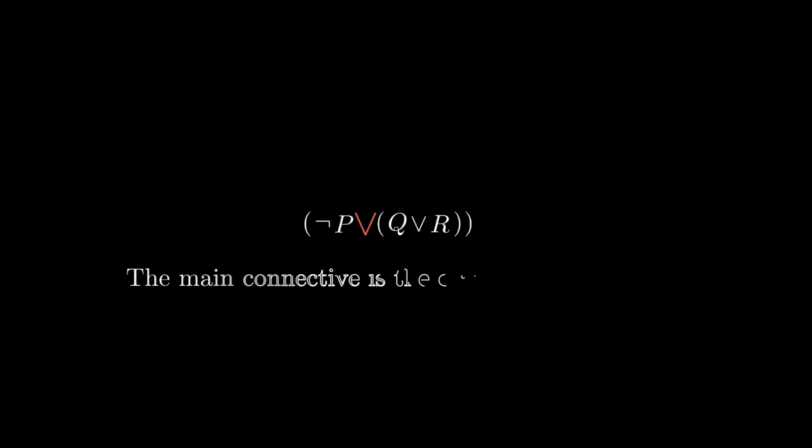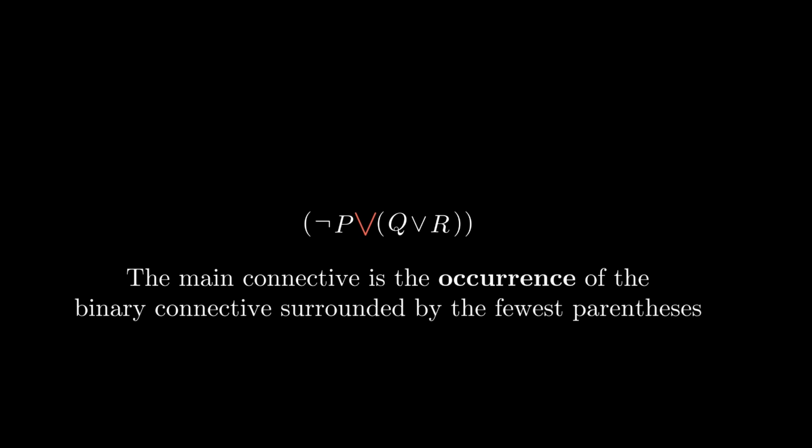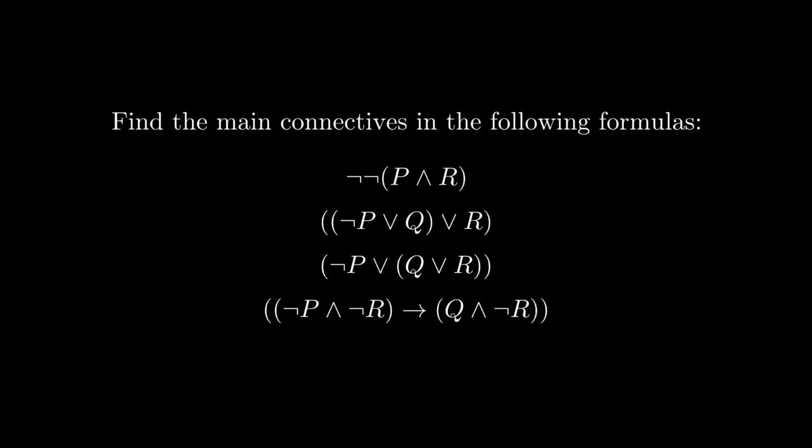That's why it's important to note that the main connective is the occurrence of the binary connective surrounded by the fewest parentheses. So now why don't you give it a try and try to find the main connective of the following formulas. Pause the video and make sure that you can identify the main connective in each of these formulas. Here are the answers. The main connective is the one that is highlighted blue.